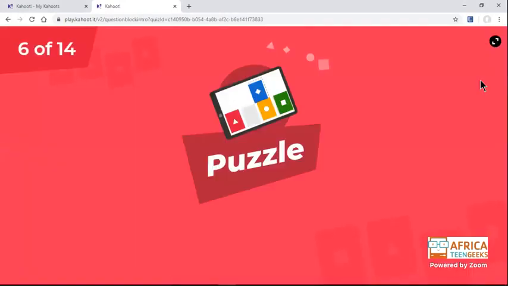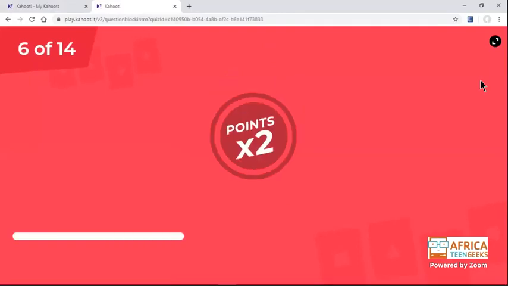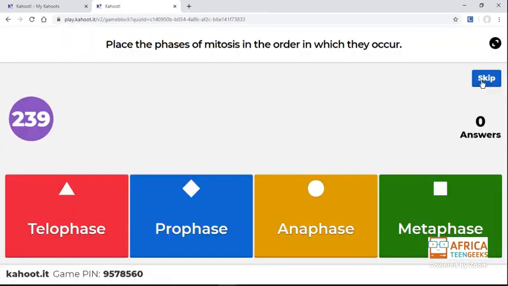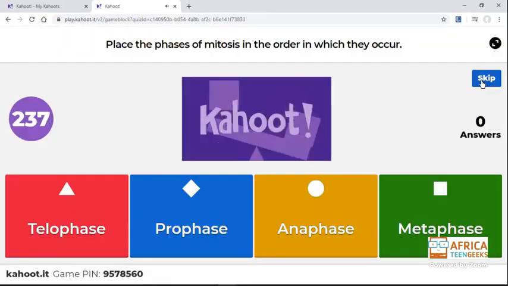So number 6. So place the phases of mitosis in the order in which they occur. So you click the first one that you think is the correct one and then followed by that. So place these phases in the order in which they occur for the process of mitosis.